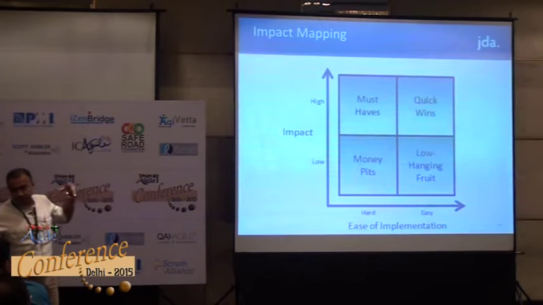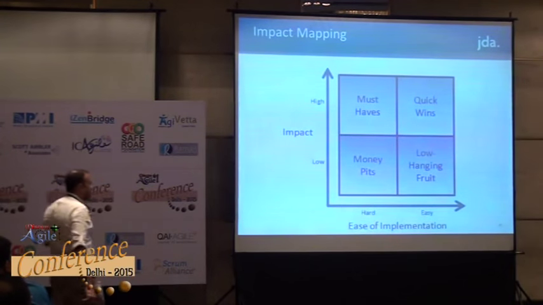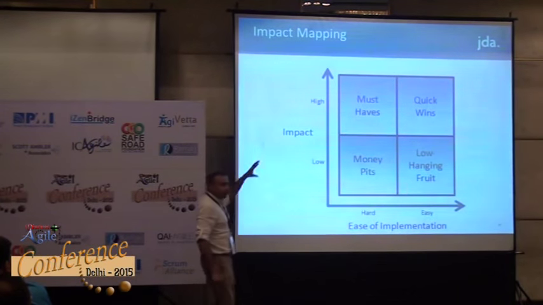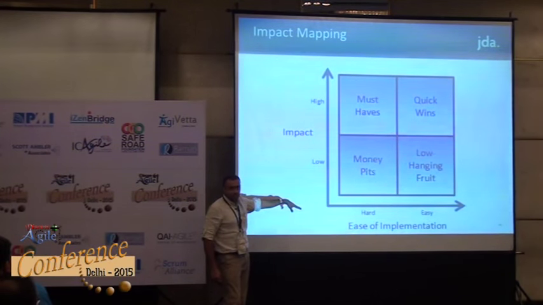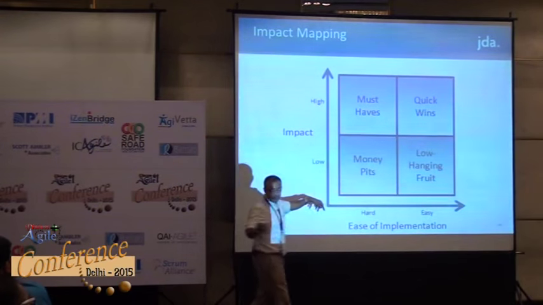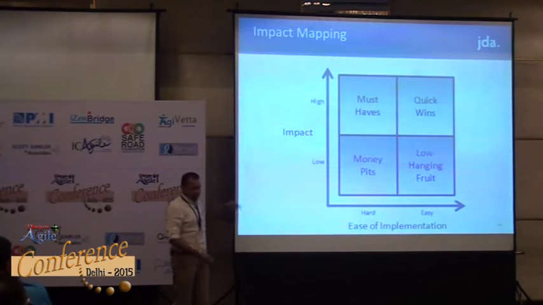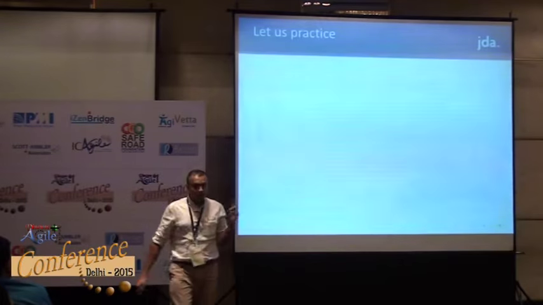One more is impact mapping, which is adding directly back to the value. So if you can, you map it: what is the impact, what is the cost going to be, how easy it is to implement, the risk factor, right? So we will do an exercise now to understand how we are going to do it.